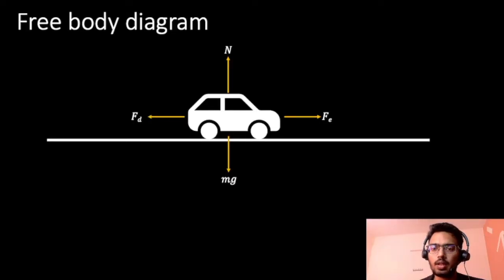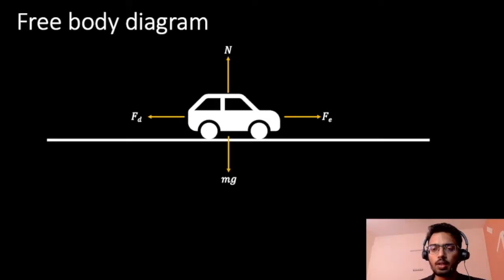Fd is the aerodynamic drag, which is experienced by the vehicle as the vehicle moves forward and wind hits the vehicle in the opposite direction. There would be some drag due to it, and that would act in the opposite direction of the engine force. That is, Fd would oppose Fe. So this is the free body diagram.